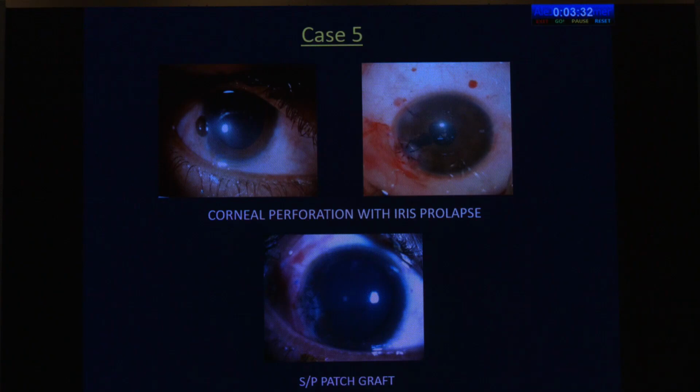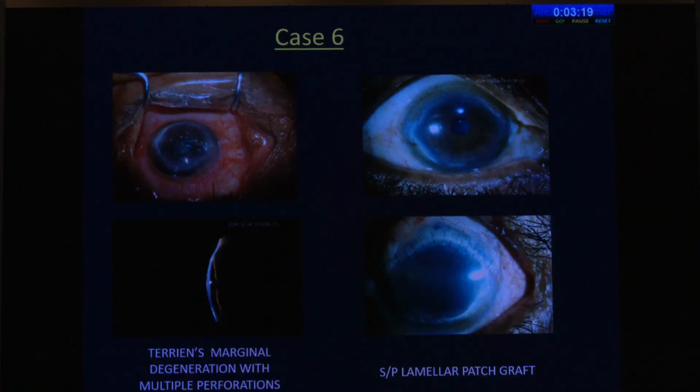Similarly, this patient, a very young lady, came to us with a peripheral perforation with a 7 to 10 days history of blunt trauma and an iris prolapse. So we reposited the iris and did a peripheral patch graft, and she did very well in the post-op period.